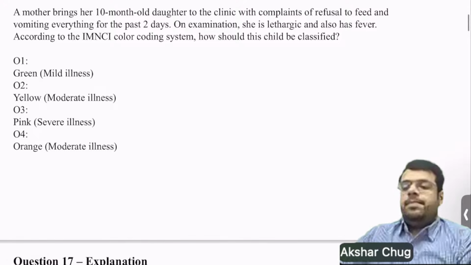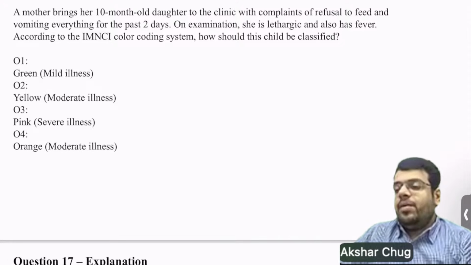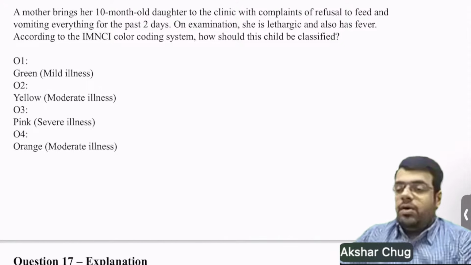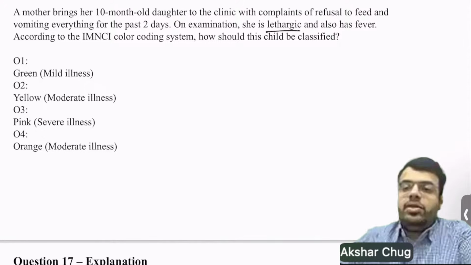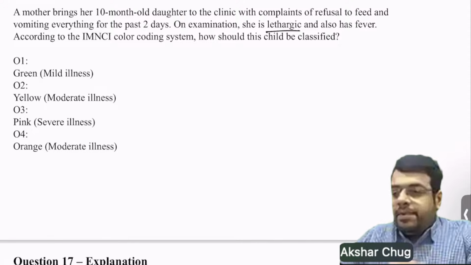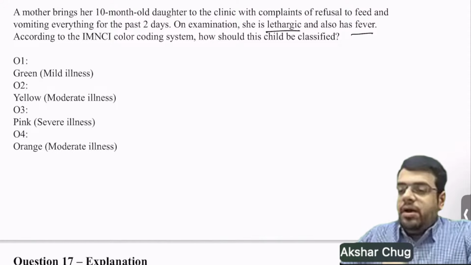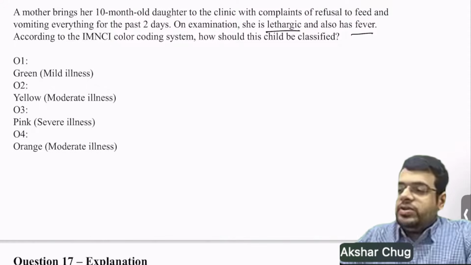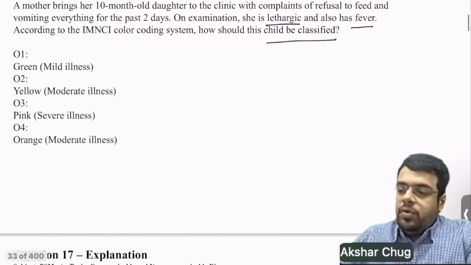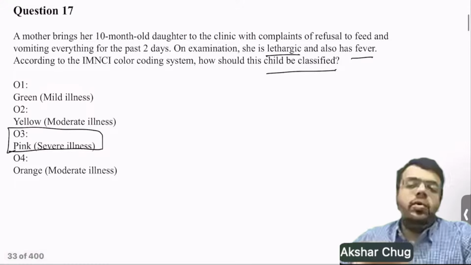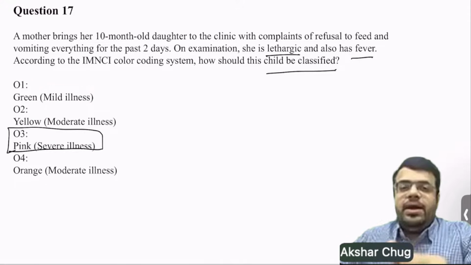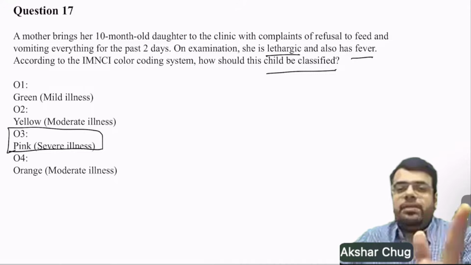A mother brings her 10-month-old daughter to the clinic with complaints of refusal to feed and vomiting everything in the past 2 days. On examination, she is lethargic. Now, lethargic is a buzzword. Lethargic means that the patient is not taking oral feeds, and it clearly shows CNS depression. She also has fever. According to the IMNCI color grading, how should the child be classified? This is a severe disease, so the child should be classified as pink disease. Remember, there is no red category in the IMNCI. It is just green, yellow, and pink, which resembles the severe disease.